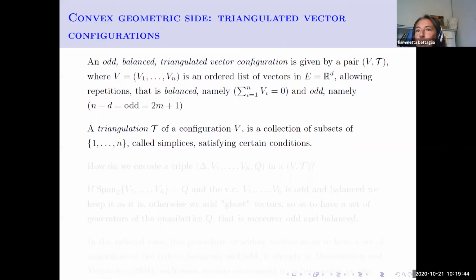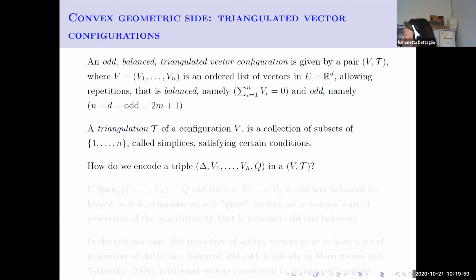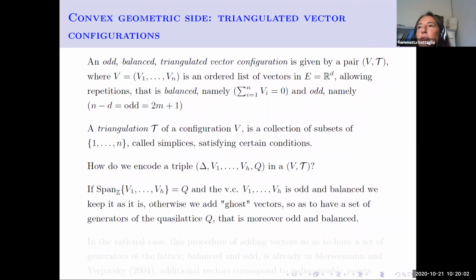So how do we encode a triple in such a pair, which is also a very neat object? It is very simple. We have to check a couple of things. We have this list of vectors already in the Prato's triple, V1,...,Vh. If they span the quasi-lattice, and if moreover they form an odd and balanced vector configuration, then we keep the vectors as they are, and V is going to be the list V1,...,Vh.